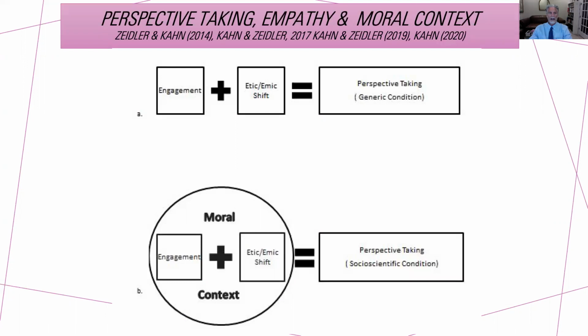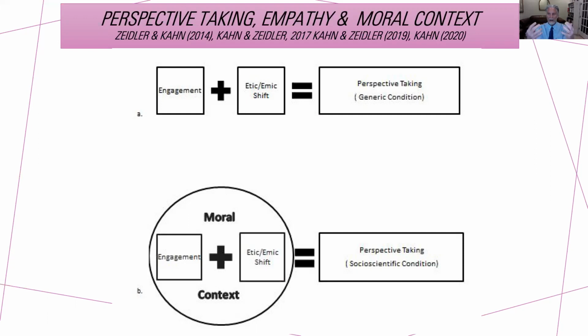So a lot of the work that Sami Khan, a former doctoral student and now another professor at Princeton University, and I have worked on is thinking about perspective taking, empathy, and what's needed in science education, which is this moral context. So you can see on one hand that for perspective taking to take place, you need necessary and sufficient conditions, or a type of engagement in the problem at hand, and this etic/emic shift, this insider and outsider perspective. Perspective taking requires engagement plus the ability to shift one's perspective. And that's a generic condition of perspective taking.